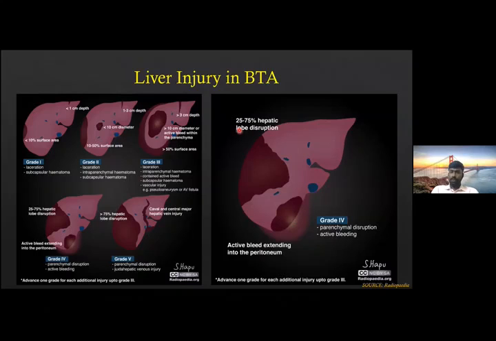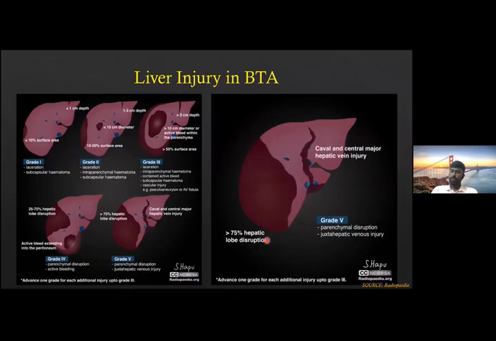And whenever there is 25 to 75% of hepatic lobar disruption, that is to say involving 1 to 3 Couinaud segments in a given lobe, it will be grade 4. However, if there are more than 3 Couinaud segments or more than 75% hepatic disruption in a single lobe, it becomes grade 5. And juxtacaval and central major hepatic vein extension of lacerations is also considered grade 5.